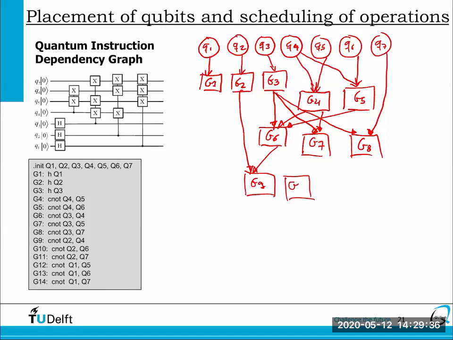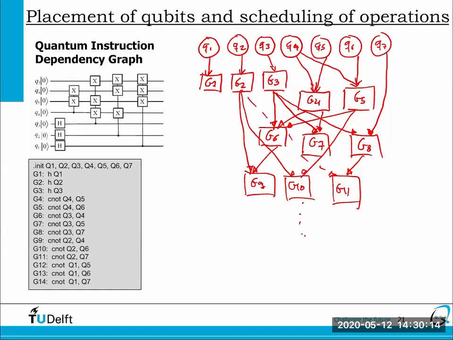Then I go to G10. And G10 depends on Q2 and Q6. Q6, the last time it has been used is G5. And then I go to G11. G11 depends again on this one, and Q7, that has been used in G8. And so on. Is it clear for everybody how to build a quantum instruction dependency graph?